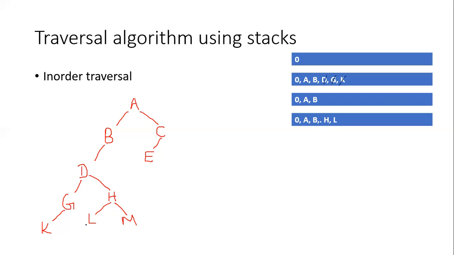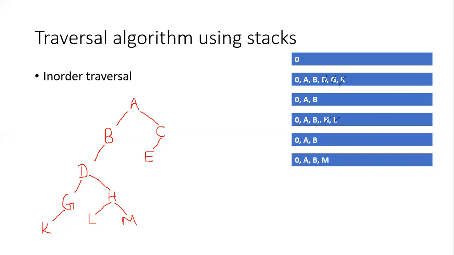As this becomes a terminating node, now we have to pop from the stack. As we pop from the stack, we get L. So we process L. After processing L, again we pop from the stack, that is H. So H will be popped from the stack and accessed. But again there is a realization that there is a right child for H. So after processing H, M will be pushed onto the stack.